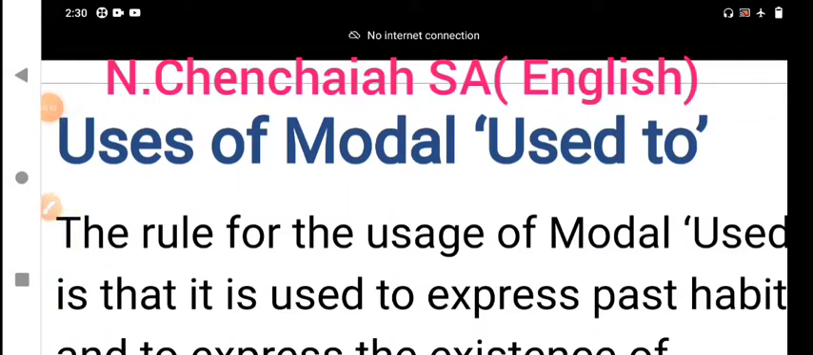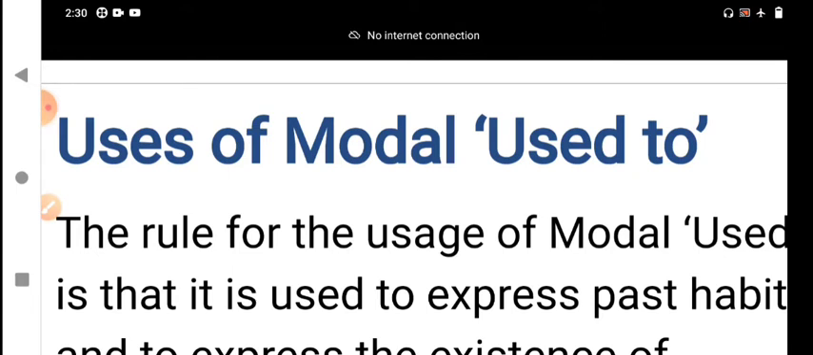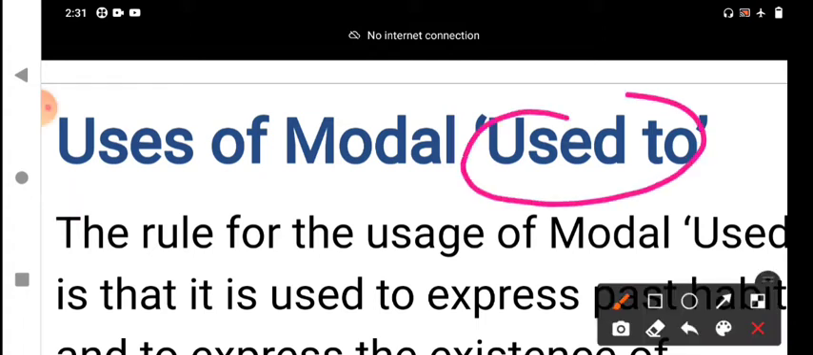In today's session, we are going to teach part number 7. The modal verbs have been divided into 7 parts. This is the last part, and this modal verb is the last one, used to. We have already completed 12 of the 13 total modal verbs, and I have explained them to you in detail. Among the 13 modal verbs, the last one is used to.